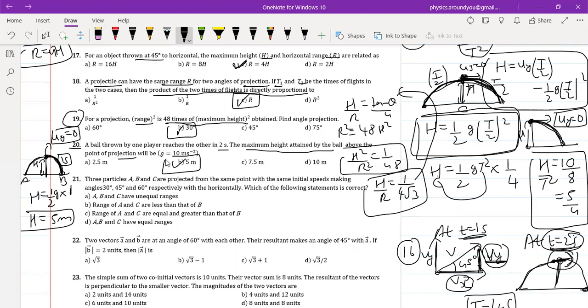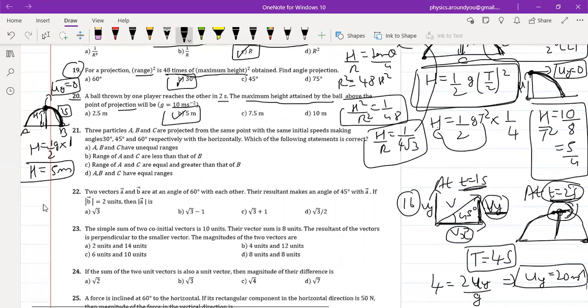What did I do? I just considered the second half of the journey. The second half of the journey will take just 1 second. And if I take the starting point at the top as a reference, the initial vertical component is 0. From there, I can obtain h as 5 meters very quickly without resorting to many formulas. That was question number 20.